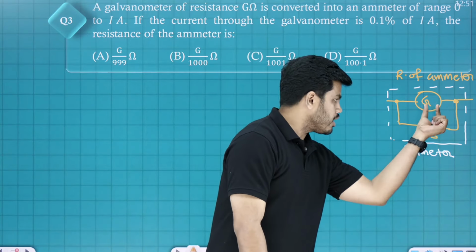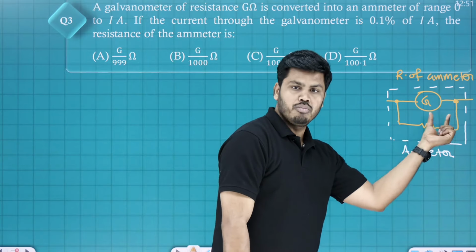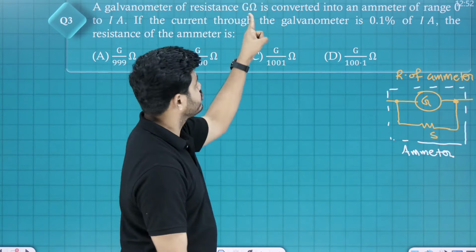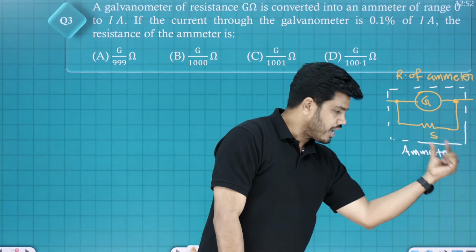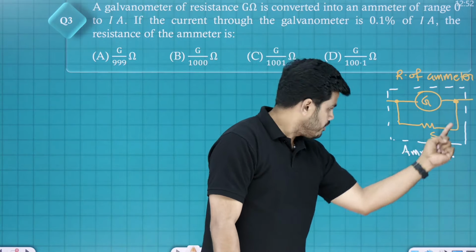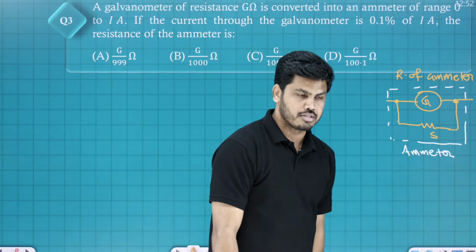Okay, so we have to find out what is the shunt resistance to be connected, and galvanometer resistance. Galvanometer resistance is given as G ohm. Okay, so that value is G only. Right, so we have to find out S in terms of G. Then we will find out the resultant of the two. That is our final answer. I hope the question is clear now at least.